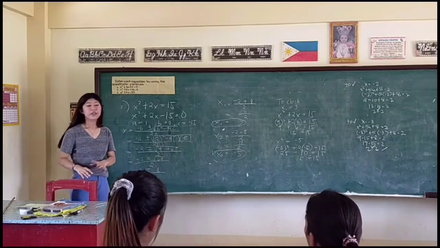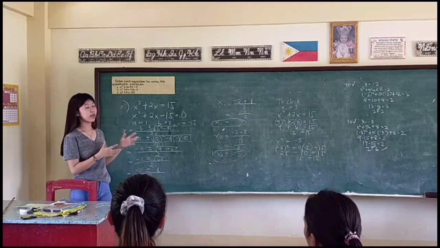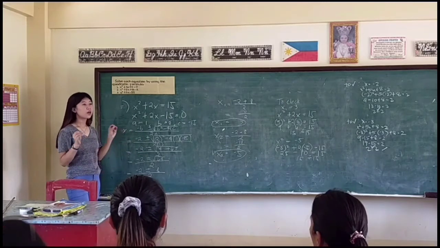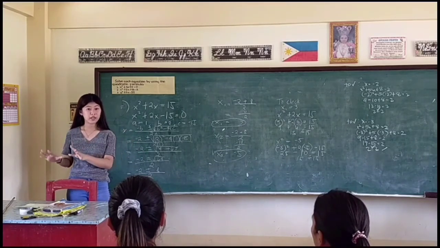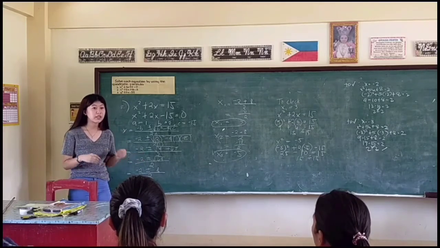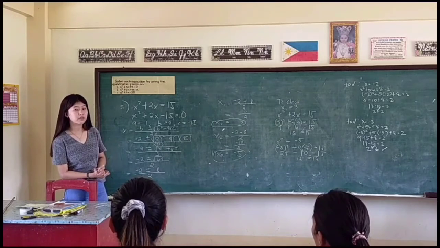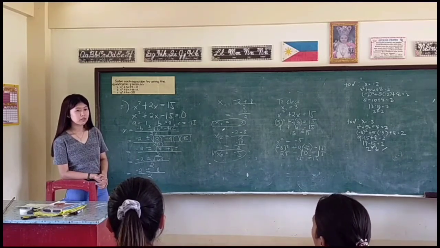So, there are several methods in solving quadratic equations. One of them is the quadratic formula. So, when using the quadratic formula to solve a quadratic equation, it should be in standard form, which is what? ax squared plus bx plus c is equal to 0.